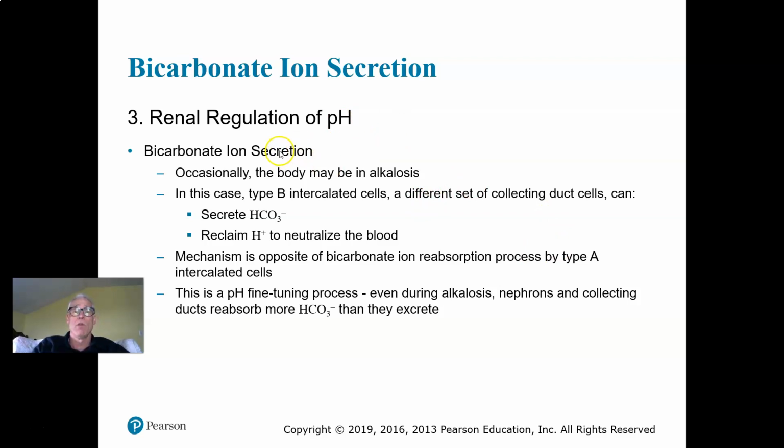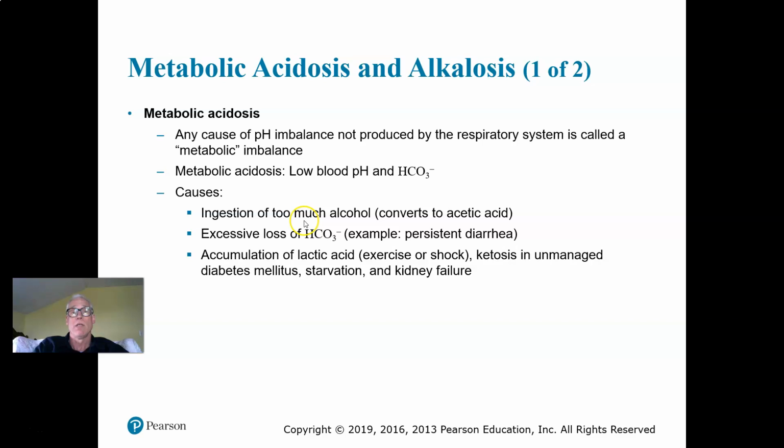Again, as I said before, there could be a condition in which there is an alkalosis. We have insufficient hydrogen ions or a rising pH. In this case, the intercalated B cells, which is a different population of specialized cells in the collecting duct, will actually secrete bicarbonate ions into the filtrate, because getting rid of a base molecule is equivalent to creating or retaining a hydrogen ion. So we're low on hydrogen ions. We can essentially create some by secreting bicarbonate into the filtrate.